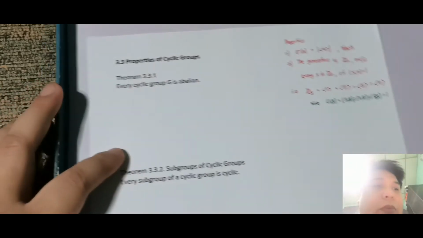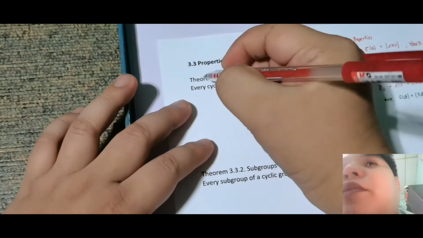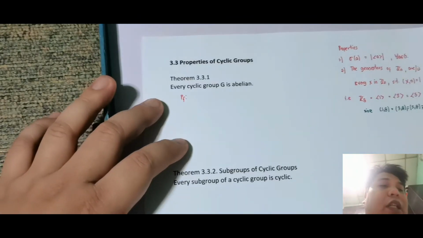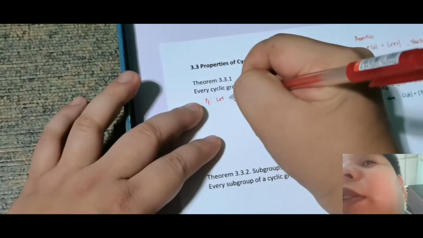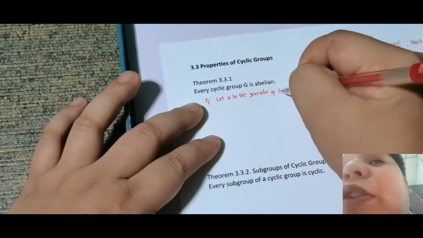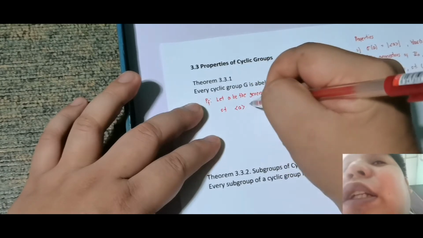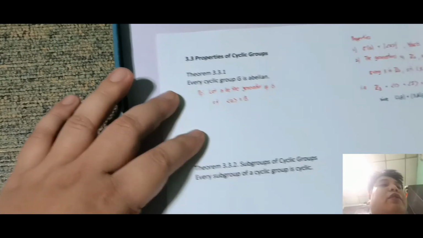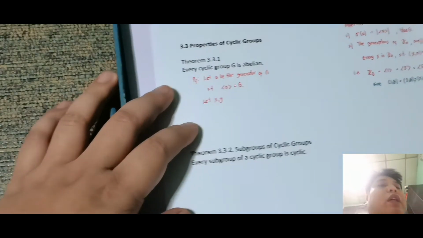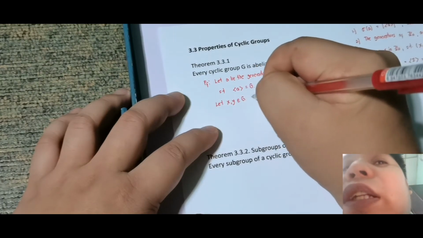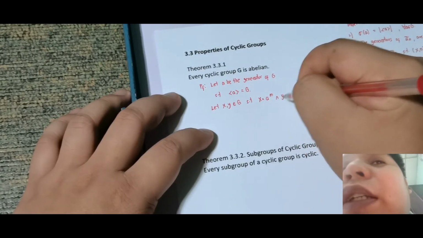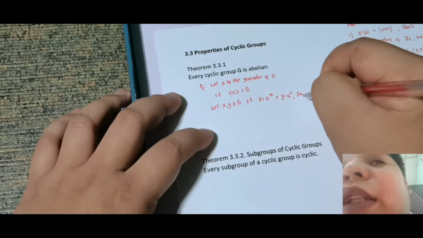So how do we prove it? Here is the proof. Since we know G is cyclic, let a be the generator of G, such that the cyclic subgroup generated by a is equal to G. Now let x and y be elements of G, such that x is equal to a raised to m and y is equal to a raised to n, for some m and n elements of the integers.